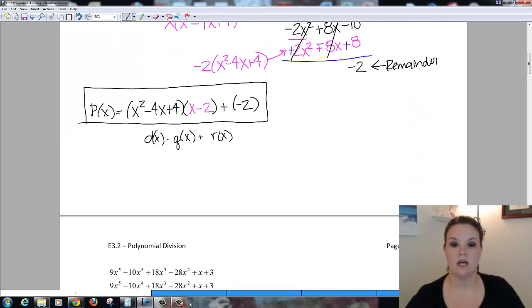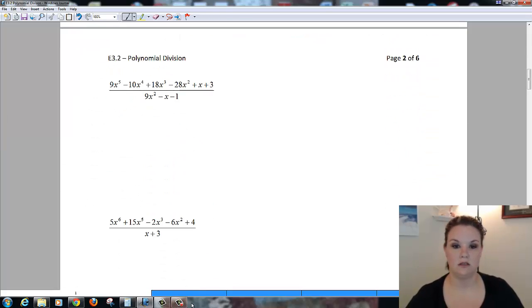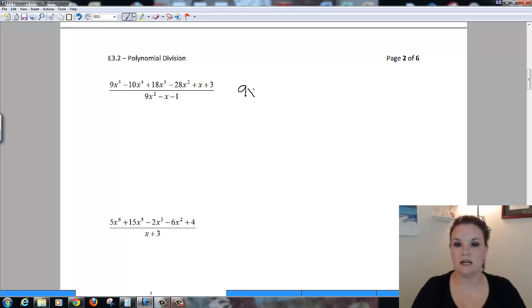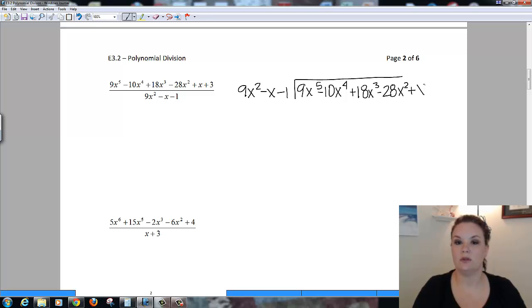So let's go ahead and look at another one, get a little bit more practice. For this one, same thing. I write my divisor out, which is 9x squared minus x minus 1. I'm dividing that into 9x to the 5th minus 10x to the 4th plus 18x cubed minus 28x squared plus x plus 3. Whew! So I have 3 terms of my divisor, so I'm going to move over 3 places and write my first number up here.